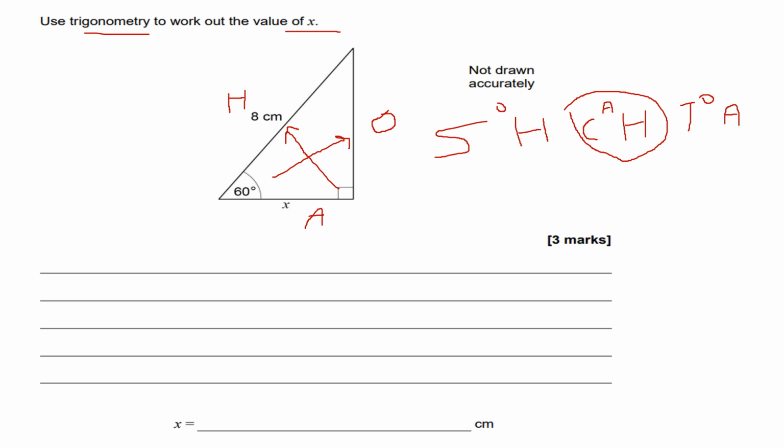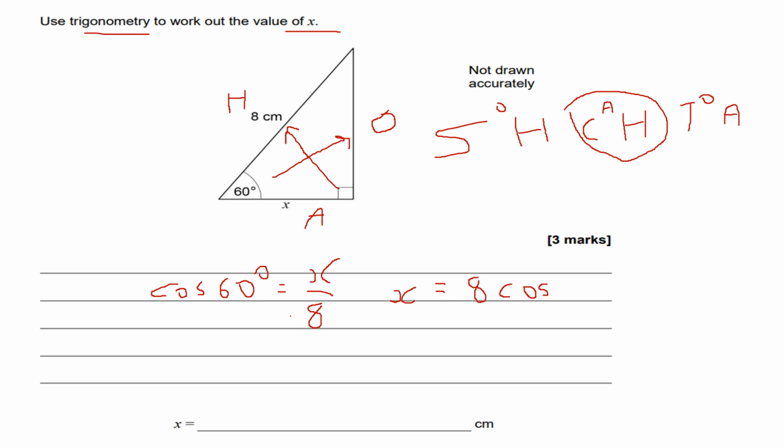The cosine of the angle is the adjacent over the hypotenuse. So it's cos of the angle, so cos of 60 is equal to the adjacent, which is x over 8. Rearrange this, so multiply both sides by 8, we get that x is equal to 8 lots of cos 60, so 8 lots of cos 60.